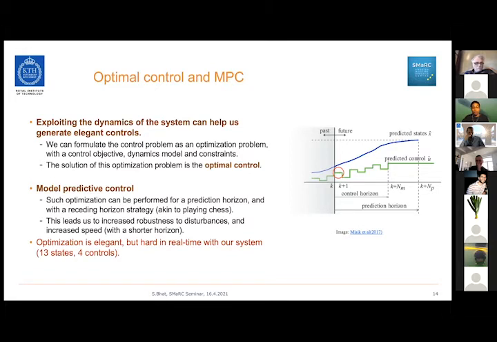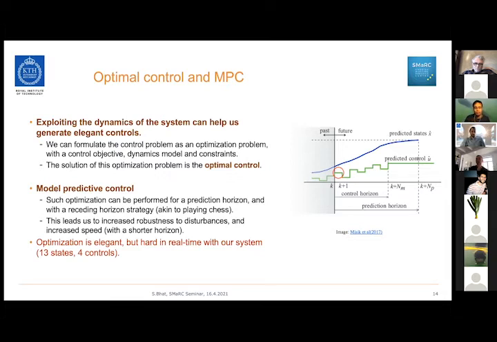This gives us the best possible result in terms of control, but there's also a catch for that. We can get a really nice and elegant control strategy, but whether we can solve this problem in real time while the robot is in motion is a different question. In order to make it more feasible in real time, and also to make it a little more robust to disturbances, we could think of applying this optimization with a receding horizon strategy.